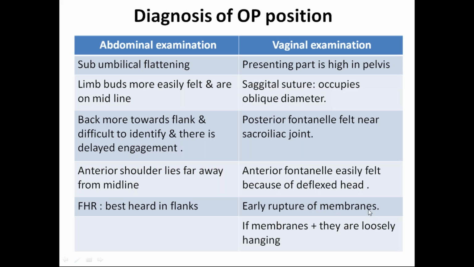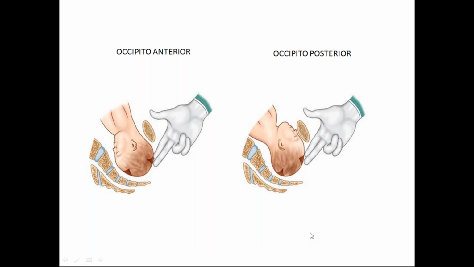Then premature rupture of membranes. And if membranes are present, they are not well applied. They are loosely hanging. So with early or premature rupture, there may be cord prolapse, all those problems will be there, right? So in an occipito anterior, you will be able to feel a well flexed head.